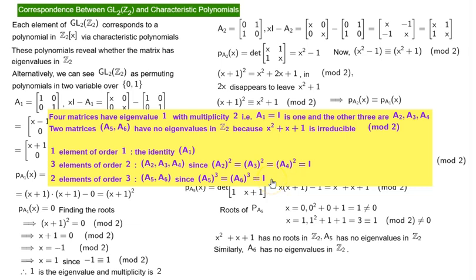So we have looked at the correspondence between the general linear group of invertible 2 by 2 matrices over Z2 and the characteristic polynomials.